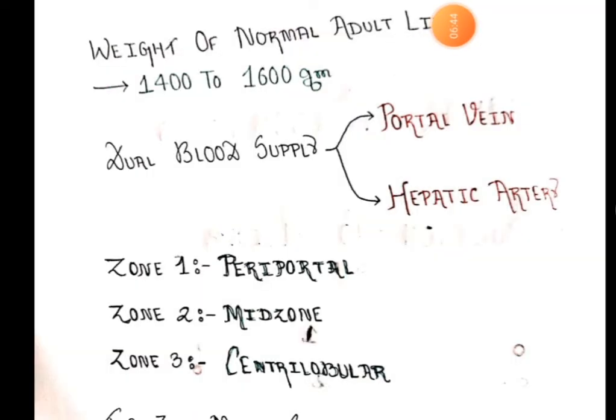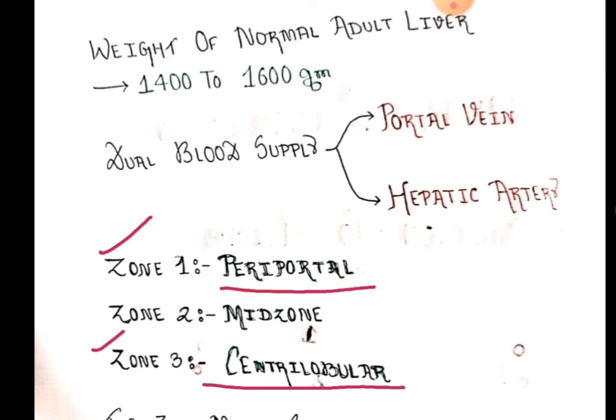So we had seen 3 zones of the liver. Zone 1, which is located near to the portal triad, is known as the periportal zone. Zone 3, which is located in the vicinity of the central vein, is known as the centrilobular zone, since the central vein is located at the center of the lobule.